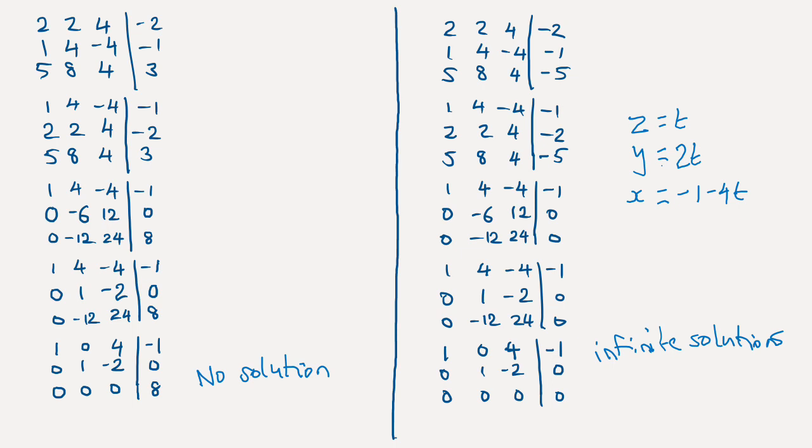For example, if t was 0, z would be 0, y would be 0, and x would be minus 1. If t was 1, z would be 1, y would be 2, and x would be minus 5. So an infinite number of solutions in this case.